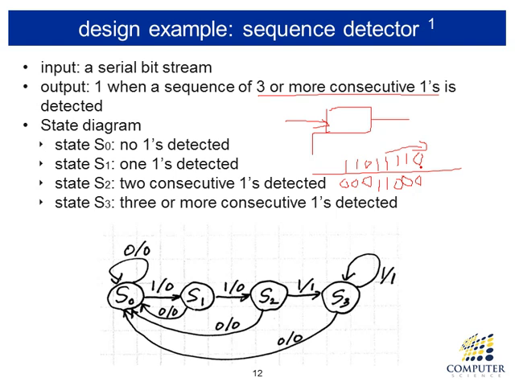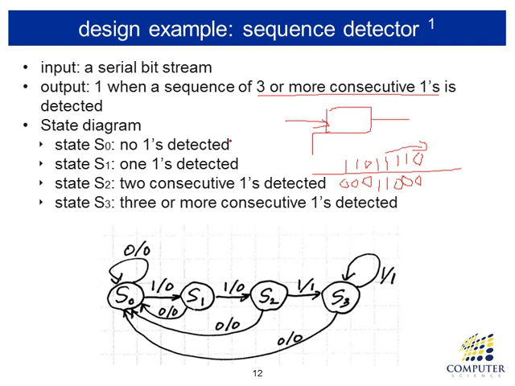Instead of memorizing the actual bit stream, you can memorize 4 different cases. Whether you have not detected one at all, or so far you have detected only one single one, or so far we have detected 2 consecutive ones. Another case is that we have detected 3 or more consecutive ones. If you simply memorize those 4 different cases, then you can correctly produce output for this sequence detector.